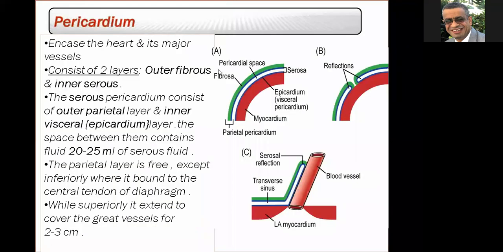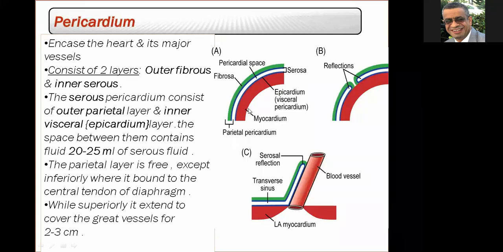The pericardium encloses the heart and its major vessels. It consists of 2 layers, an outer fibrous layer and an inner serous layer. The serous pericardium consists of an outer parietal layer and an inner visceral epicardial layer. The space between them contains about 20 ml of serous fluid. The parietal layer is free, except inferiorly where it is bound to the central tendon of the diaphragm, while superiorly it extends to cover the great vessels up to 2 to 3 cm.